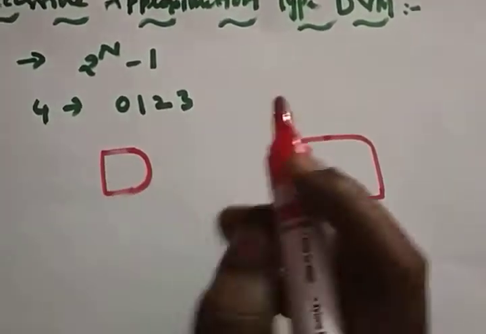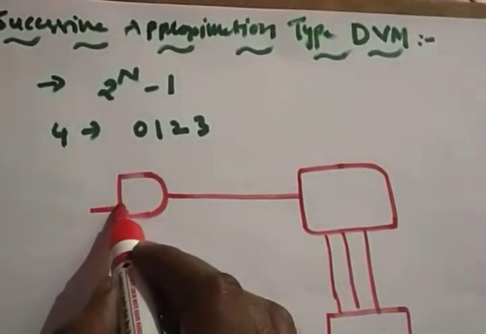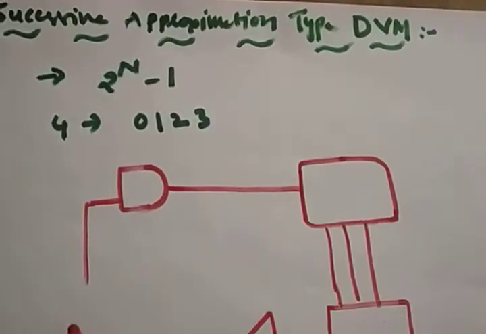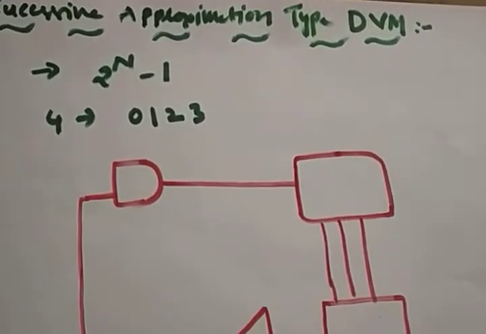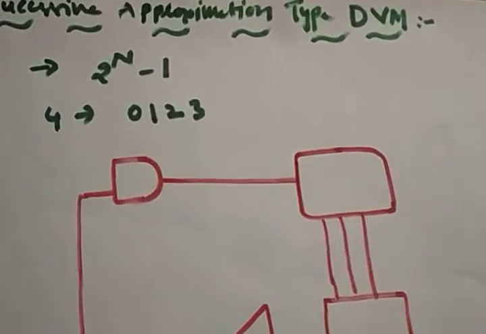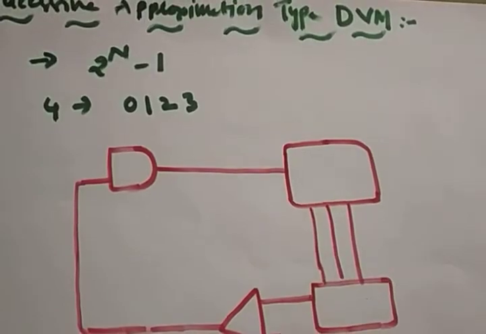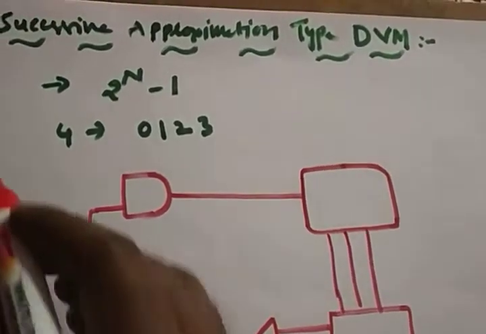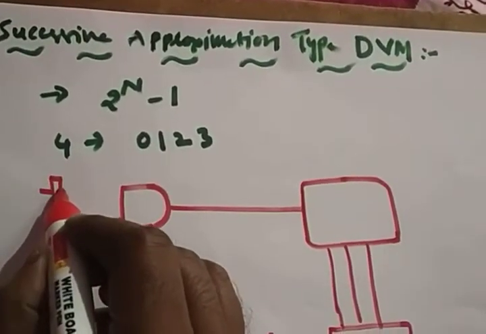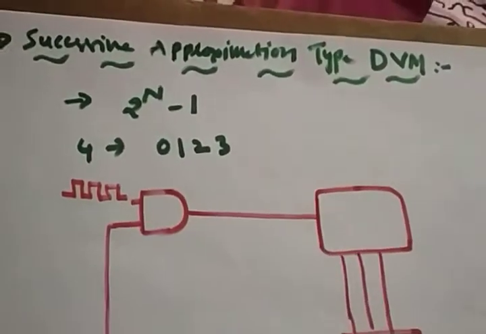This is the AND gate, which is connected. It is a comparator. And this is the clock pulses that you applied here.